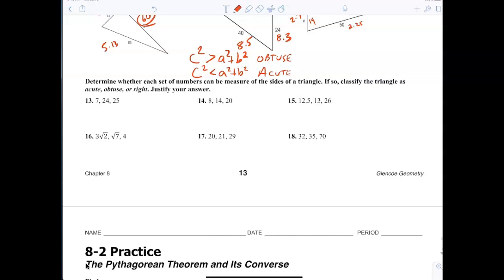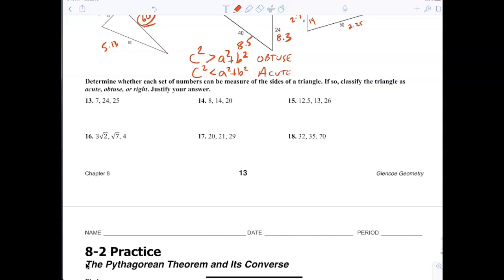Now, it says determine whether each set of numbers can be the measures of the sides of a triangle. So you had to remember that in order to be a triangle, the sum of the two smaller sides has to be greater than the third side. I said that quickly, so you got to listen to me. In order for you to have a triangle, the sum of the two smaller sides has to be larger than the third side. Everybody agree?